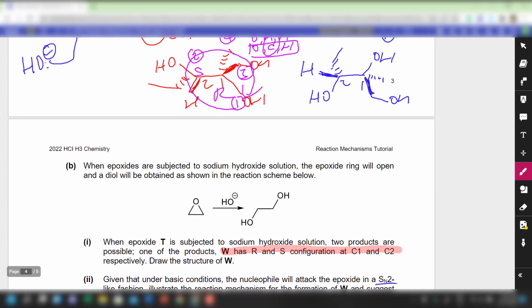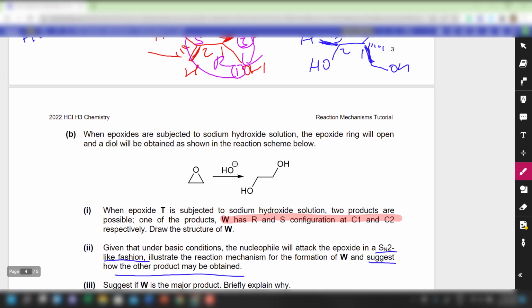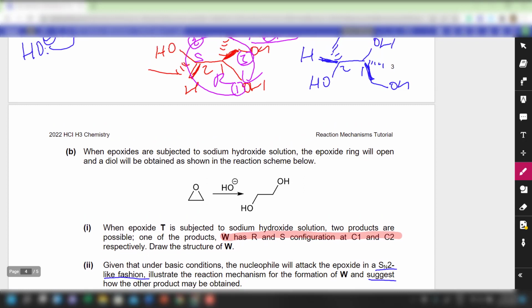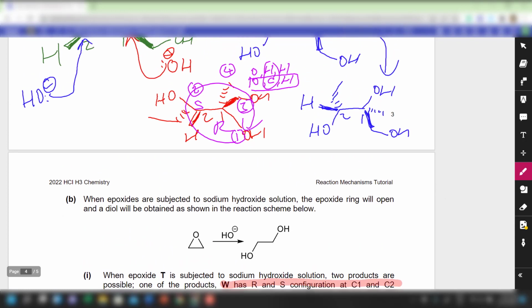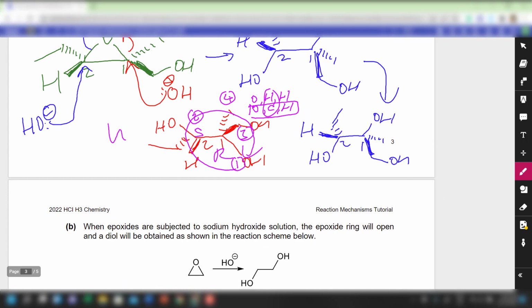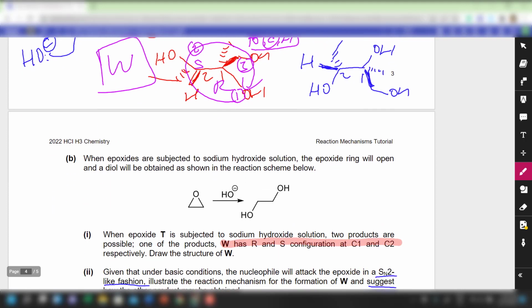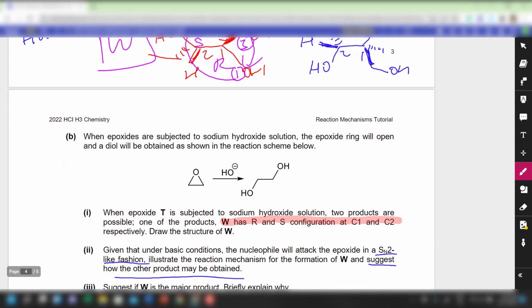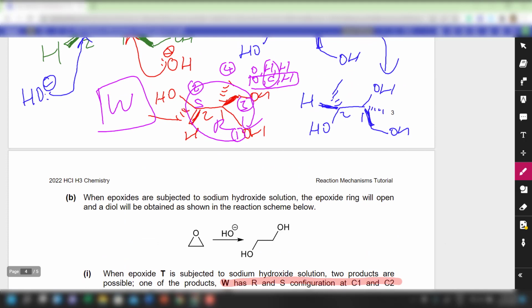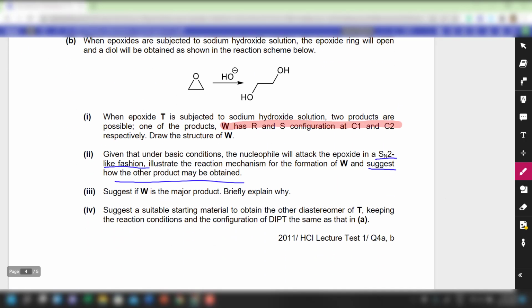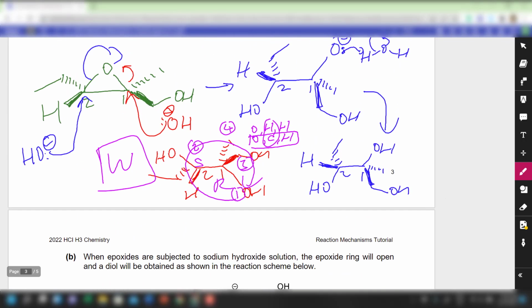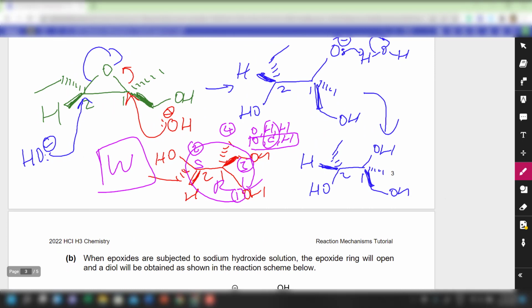If you take a look at the question, W has R configuration at C1, S configuration at C2. So this will be my W. Okay, so we have answer B part 1. My W is the structure in red. We also have answer B part 2, because we have drawn for you the mechanism giving us W in red, and then of course the other stereoisomers in blue.